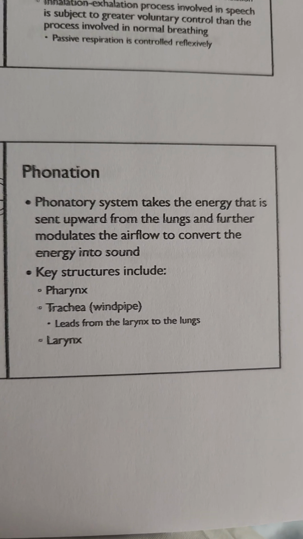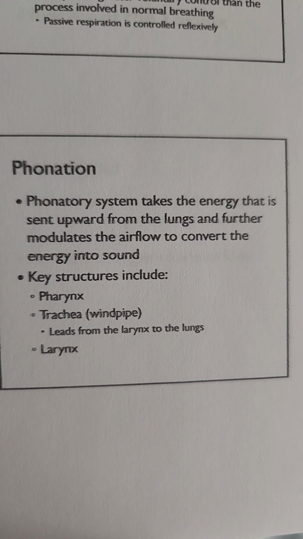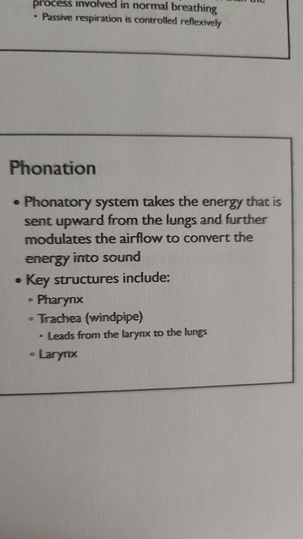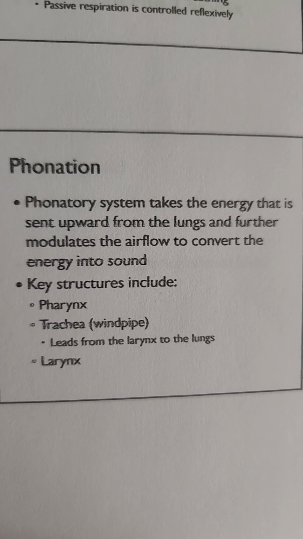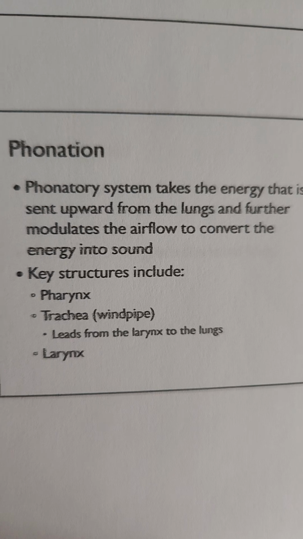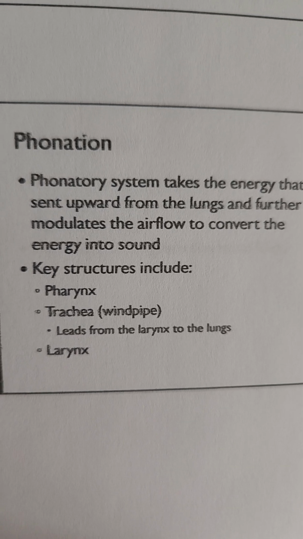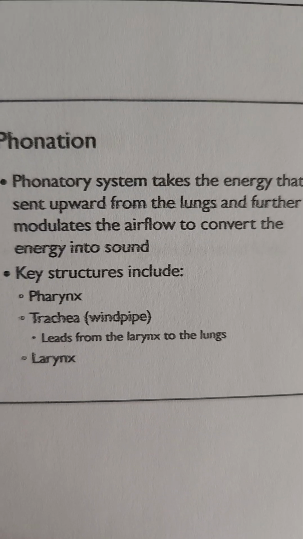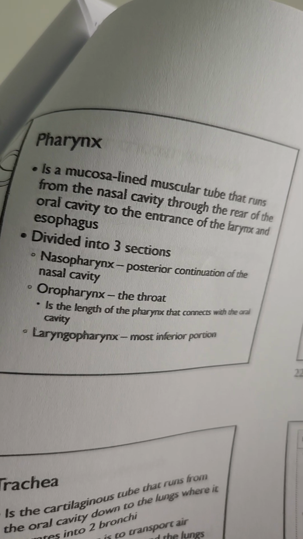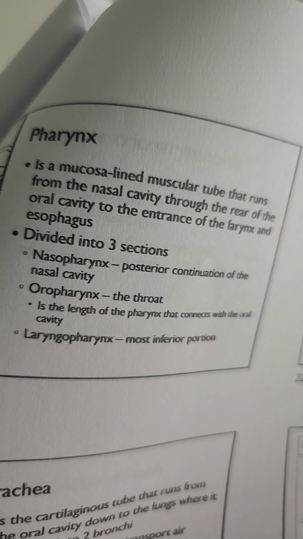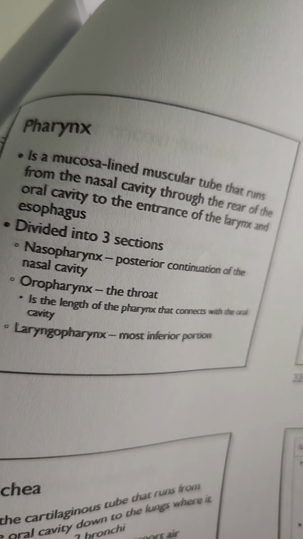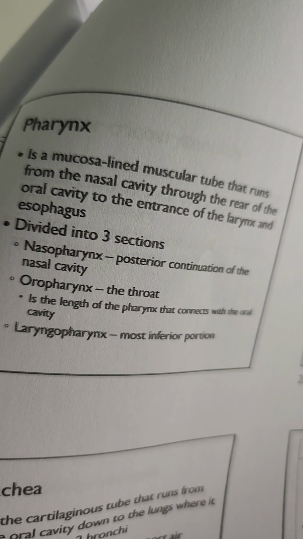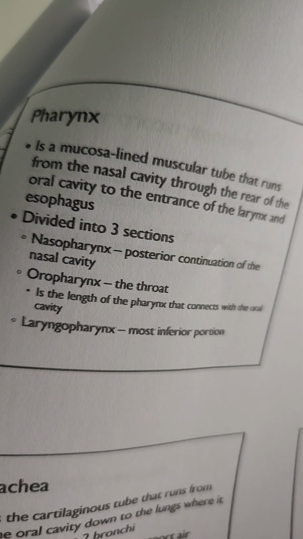Phonation. The phonation system takes the energy that is sent upward from the lungs and further modulates the airflow to convert the energy into sound. Key structures include your pharynx, your trachea, and your larynx. The pharynx is a mucosa-lined muscular tube that runs from the nasal cavity through the rear of the oral cavity to the entrance of the larynx and the esophagus.